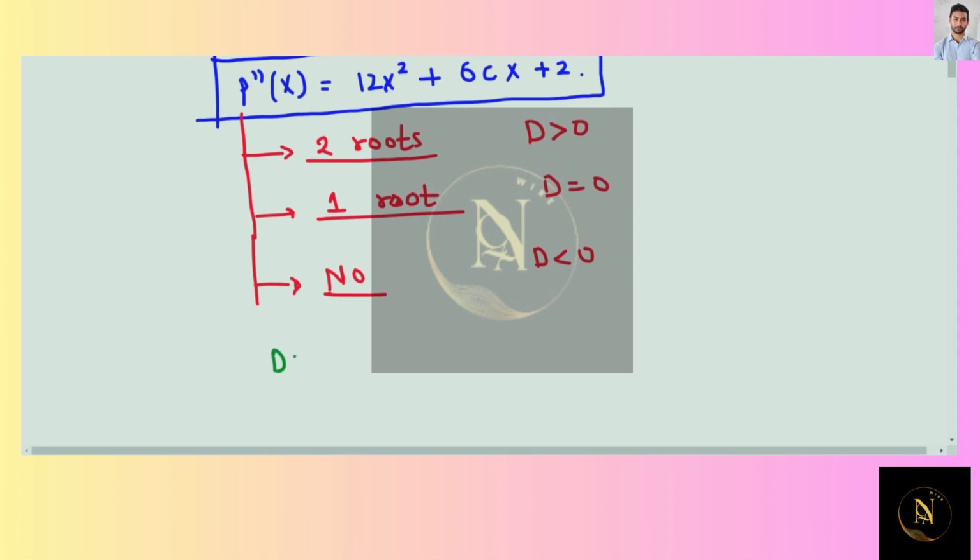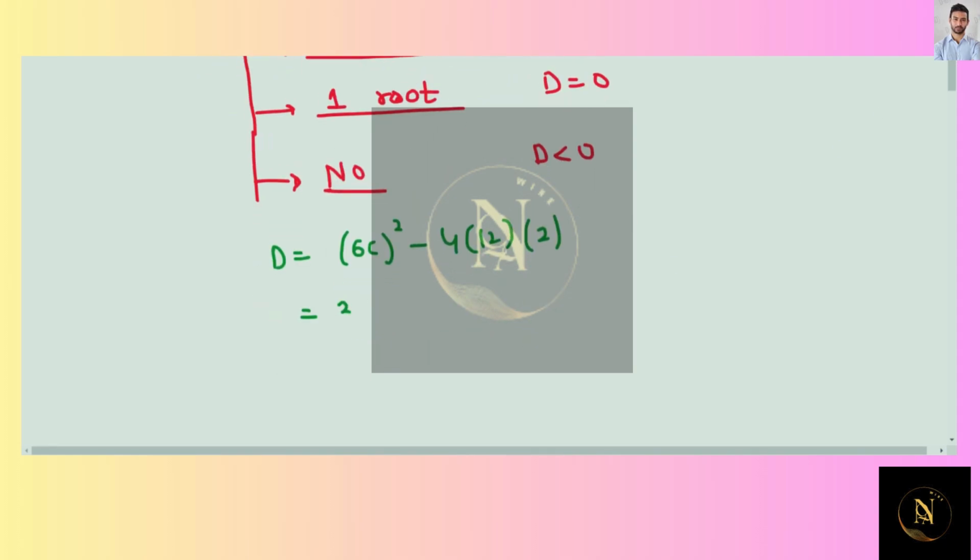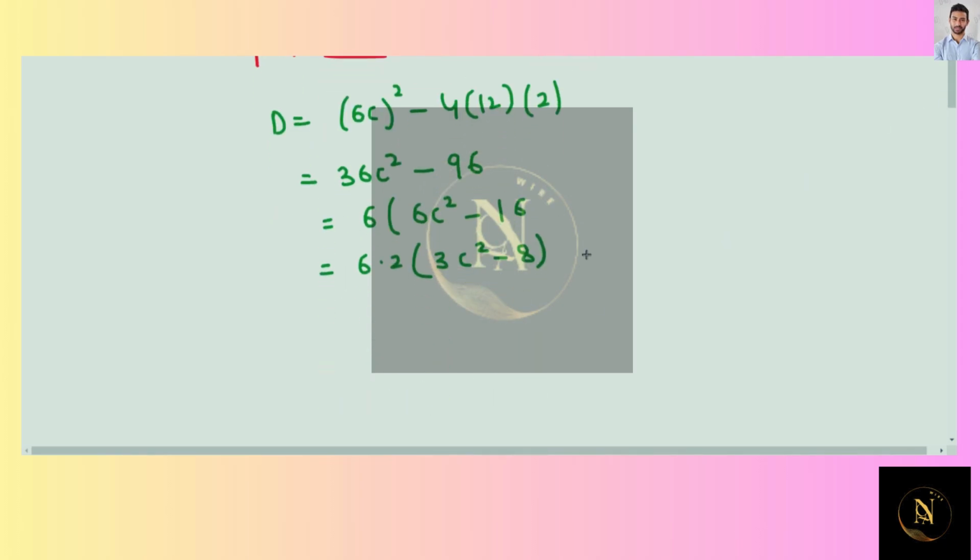That's going to be 6c square minus 4 times 12 times 2. So this is going to be equal to 36c square minus, 4 times 2 is 8, and this is 96. Let's see, can we take something common? 6c square minus 16, and now can we take 2 common? So that's going to be 3c square minus 8. So we are left with 6 times 2, which is 12. 12 times 3c square minus 8. So this is the discriminant.